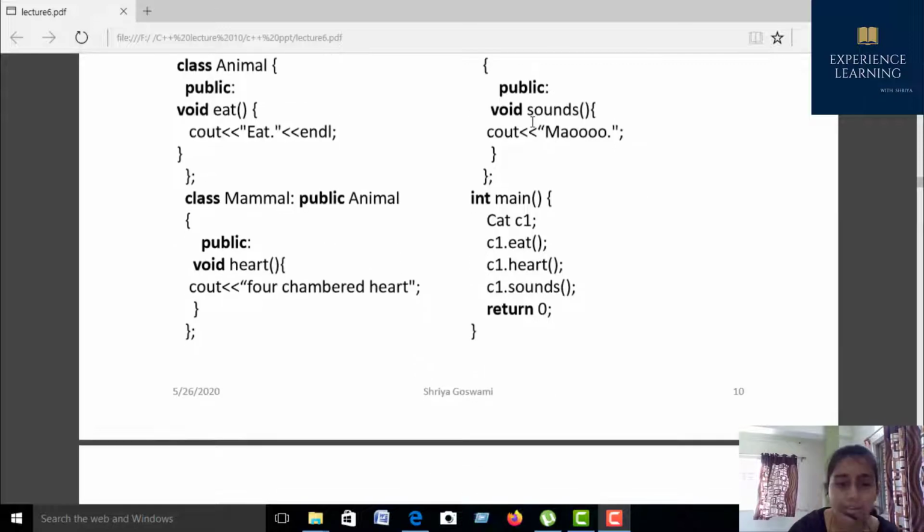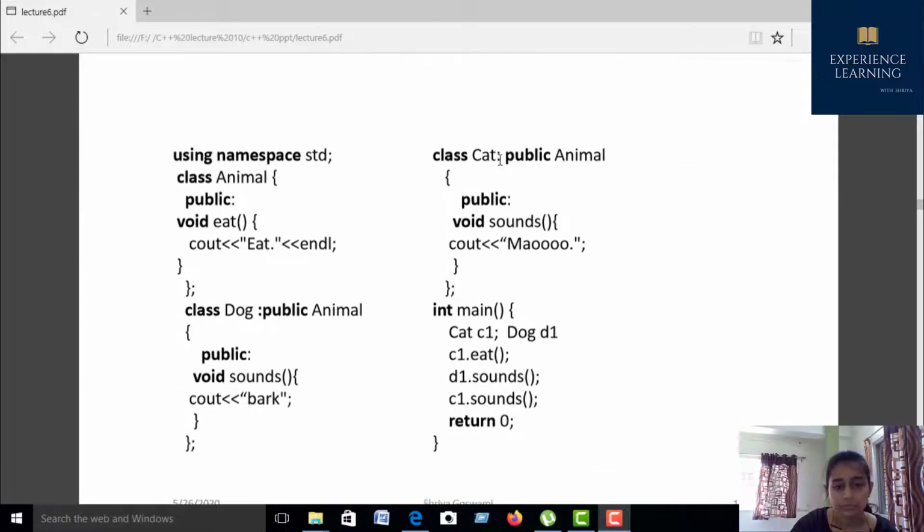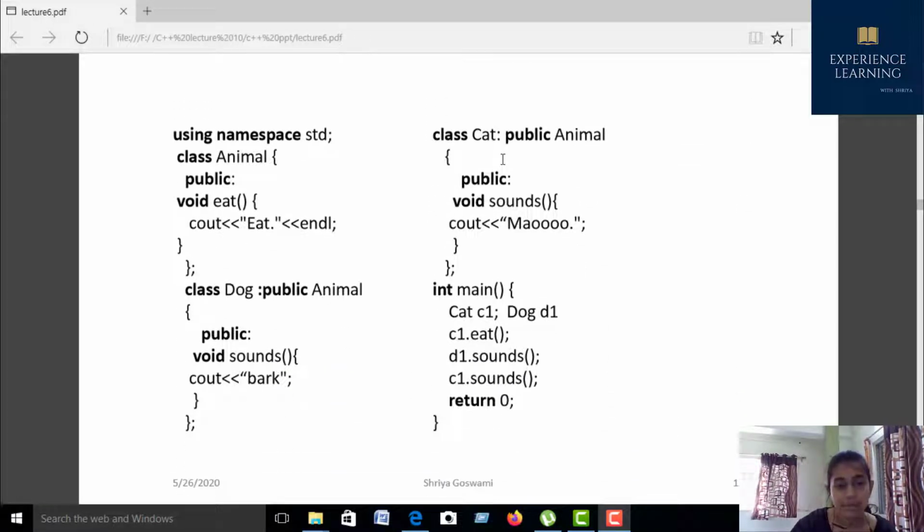Yes, this is multi-level inheritance. And in this one, Animal and Mammal are both inherited by Cat. This is an example of multiple inheritance: two parent classes and one child class. It is more than one parent class and a single child class. It's called multiple inheritance. This one is not supported in Java. And in this one, Animal, Dog, and Cat are also derived from Animal. Yes, this is hierarchical inheritance.